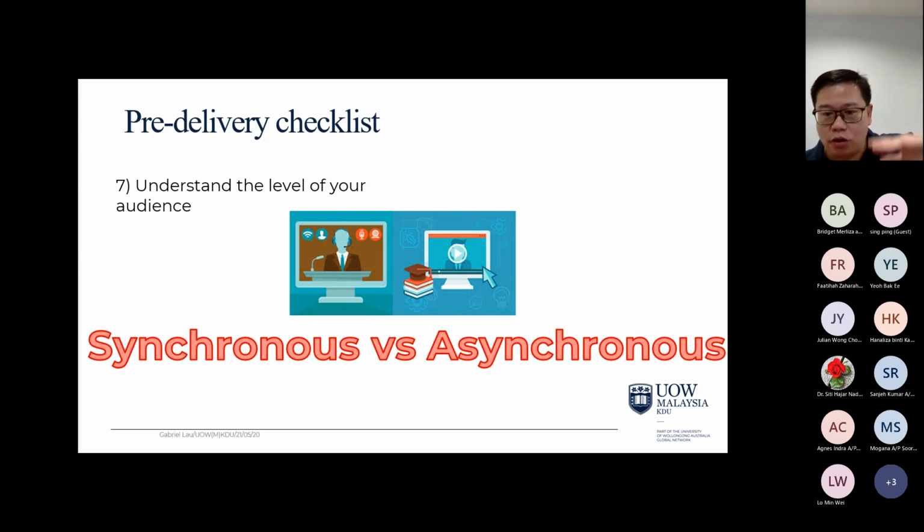At lower levels, okay, basically in our MQF, Malaysian Qualifications Framework, we have level 1 to level 8. Level 8 is PhD, level 1 is certificate. The lower the level you are, the more synchronous learning there should be. Should be, doesn't mean must be. Certificate, diploma year 1, there should be more contact.